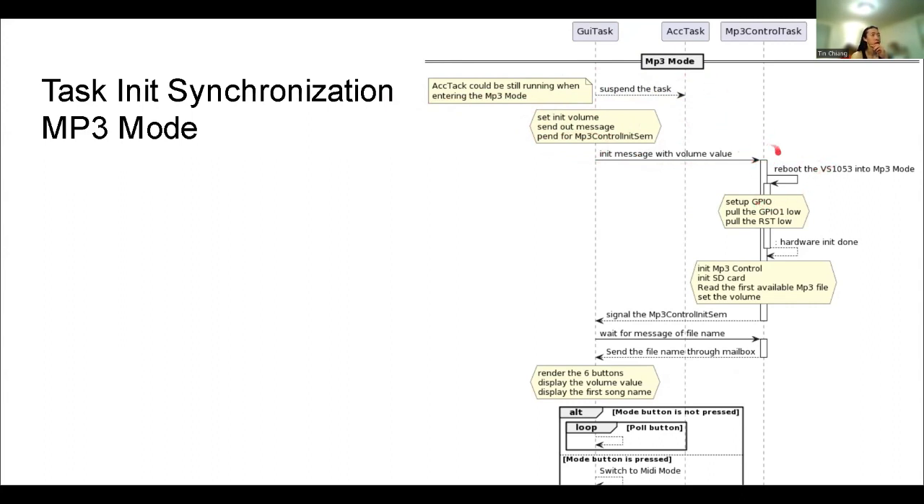And then the MP3 control task will reboot the audio card into stereo mode, reinitialize the MP3 controller and SD card, and then read the first MP3 file. Then it will signal the semaphores to tell the GUI task, I have finished my initialization process. The GUI task will then ask for the message that contains the file name, which the MP3 control task will send through the mailbox. After getting all this information, the GUI task will render the 6 buttons and display the GUI that has the volume value and the song name.